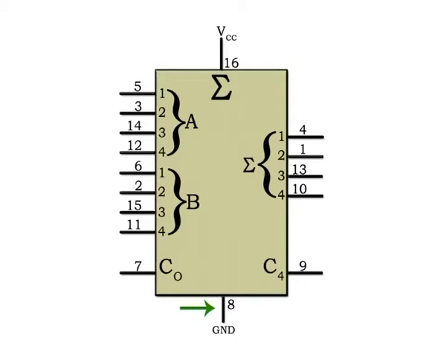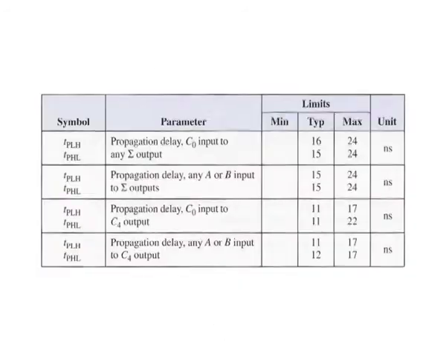Recall that logic gates have one specified propagation delay time TP from an input to the output. For IC logic, there may be several different specifications for TP. The 4-bit parallel adder has the 4 TP specifications as shown in figure, which is part of a 74LS283 data sheet.